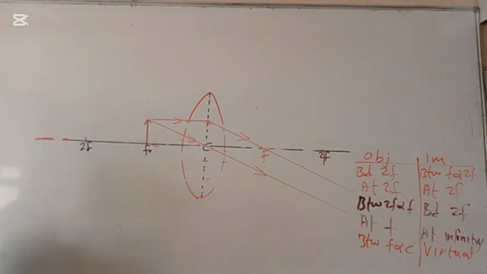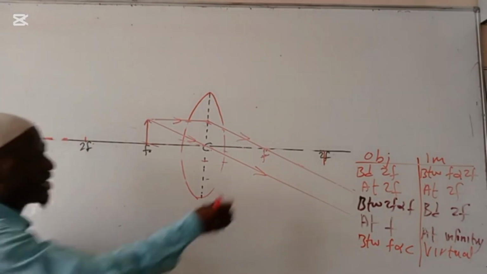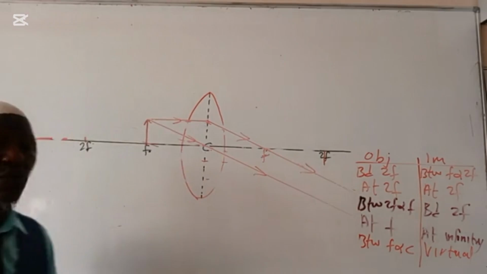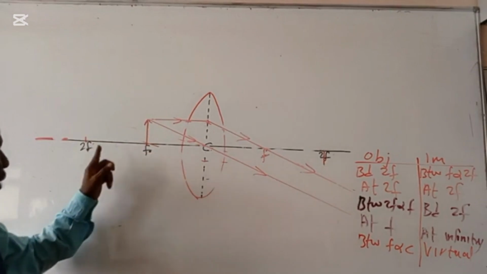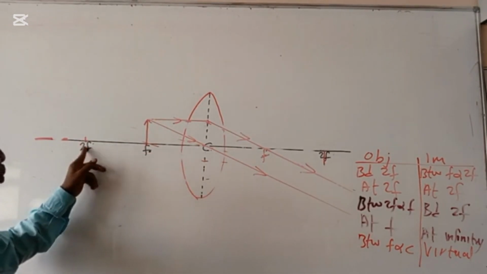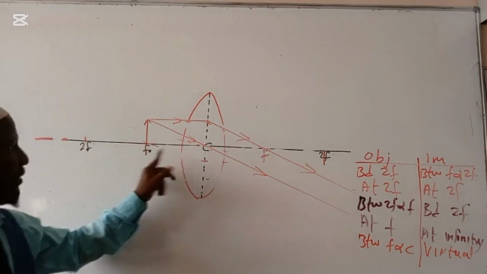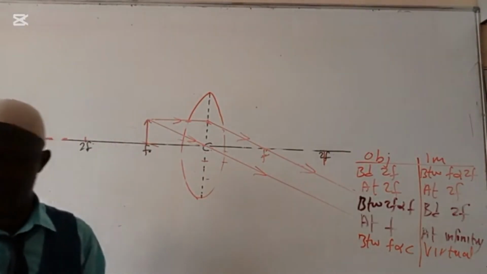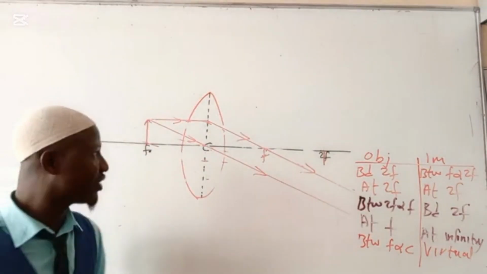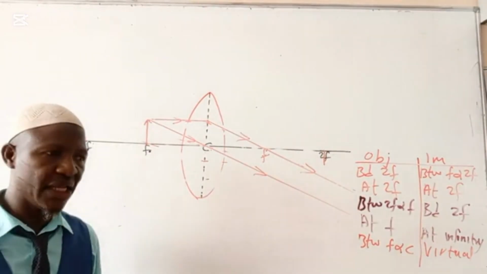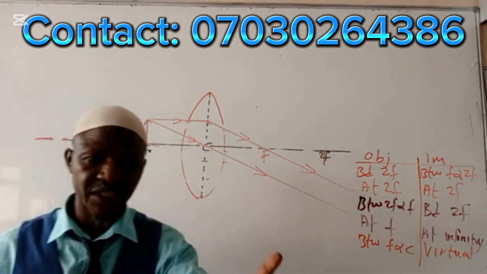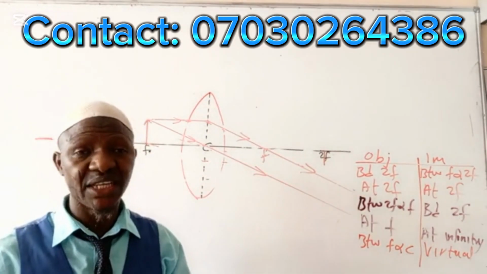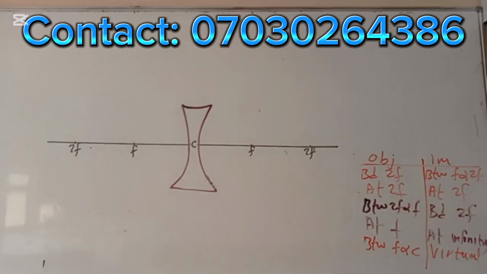Then if you look at the two rays, they are parallel to each other. So in that case, they can never meet, such that the image will form at infinity. So please try other positions. Place your object between 2F and F, then between F and C, and see if you are going to get the correct result. If otherwise, you can contact me through the contact number on the screen, or you can join us every weekend. You see everything, you practice it yourself.